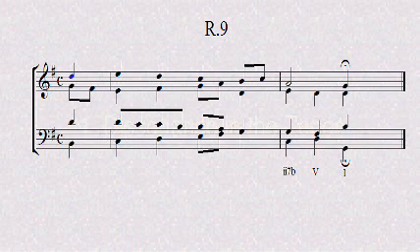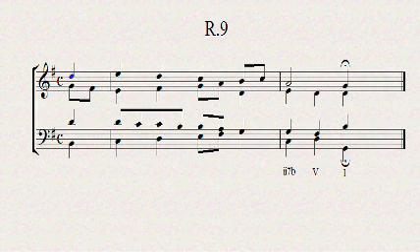Let's have a look at how to manage the dissonance in the tenor in major and minor keys. Here's an extract from Riemenschneider number 9, in which this is managed in a particularly decorative way.